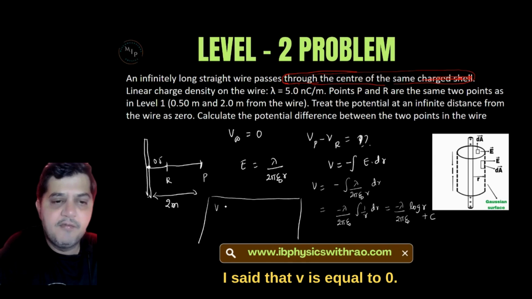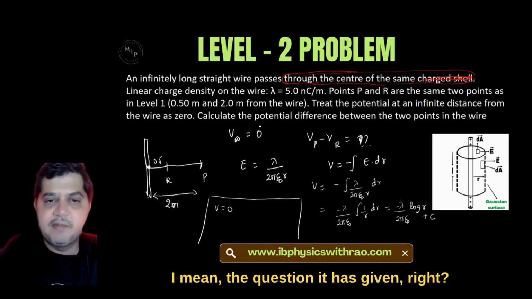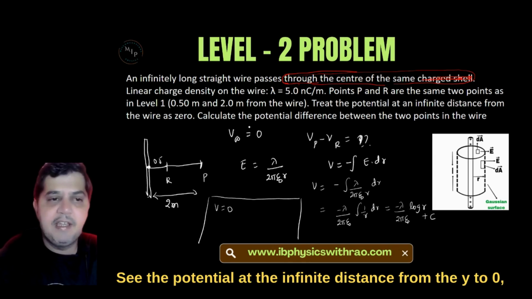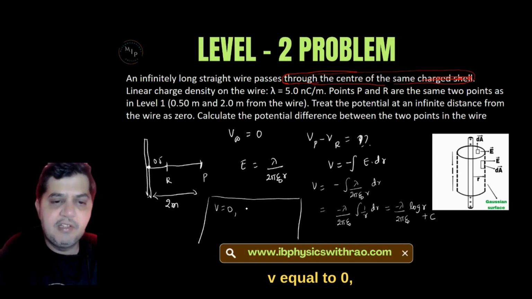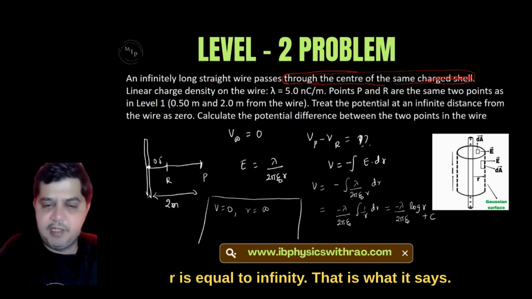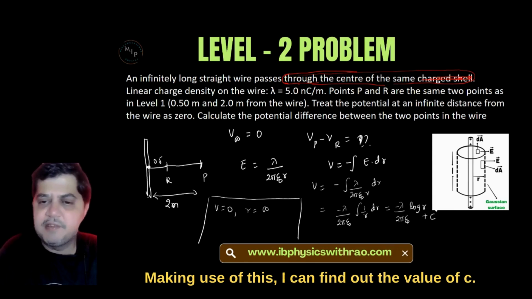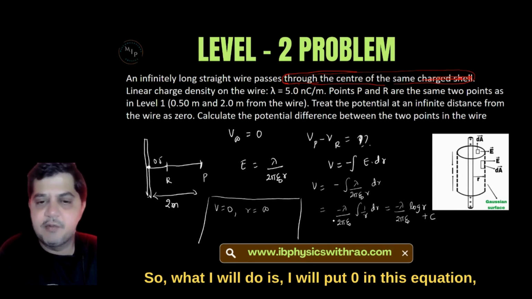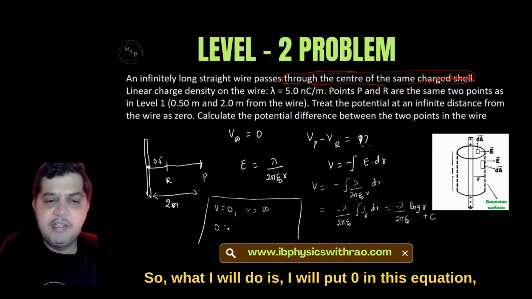I said that V is equal to 0. In the question it is given that the potential at infinite distance from the wire is 0: V equals 0 when r is equal to infinity. Making use of this, I can find out the value of C. So what I will do is put 0 in this equation.